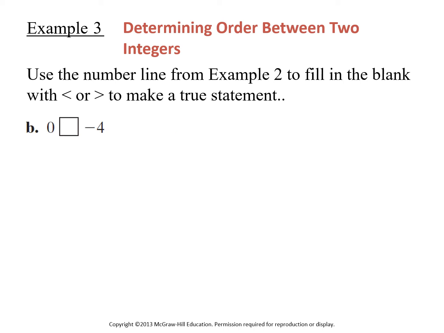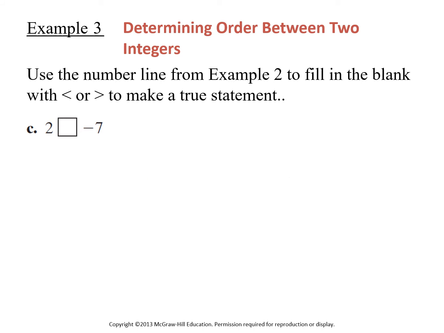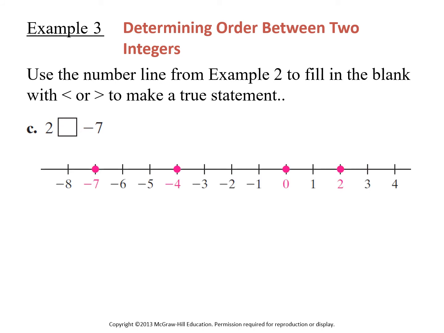So here we're comparing 0 and -4, so we look at the position of 0 on the number line and -4, so 0 is going to be greater than -4. And comparing 2 and -7, we look on the number line and we see that 2 is greater than -7.